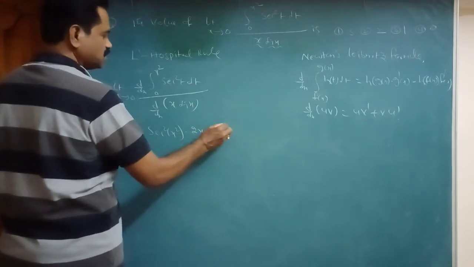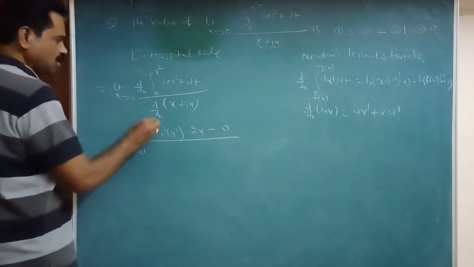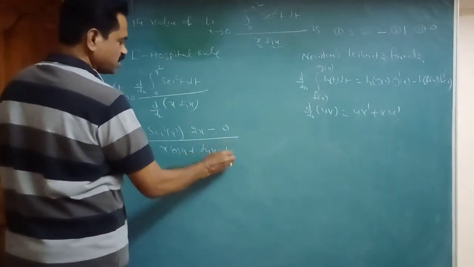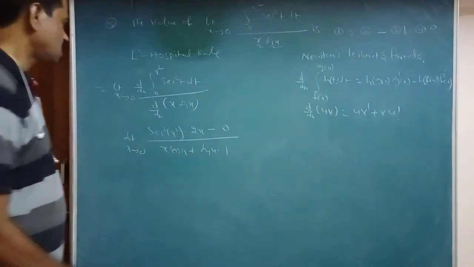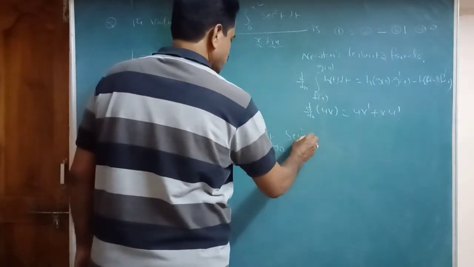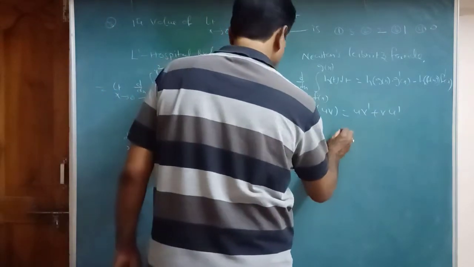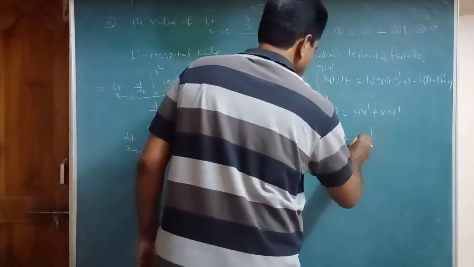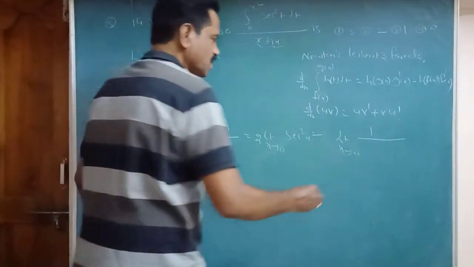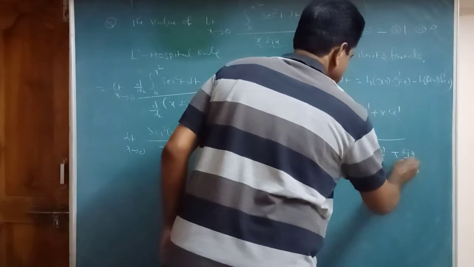Next, minus 0, divided by, using the uv formula, limit x tends to 0, x into d by dx of sin x, which is cos x, plus sin x into the derivative of x, which is 1. So that equals limit x tends to 0. I take secant square x square 2 outside. Remaining is limit x tends to 0, with the denominator x: x cos x by x plus sin x by x.